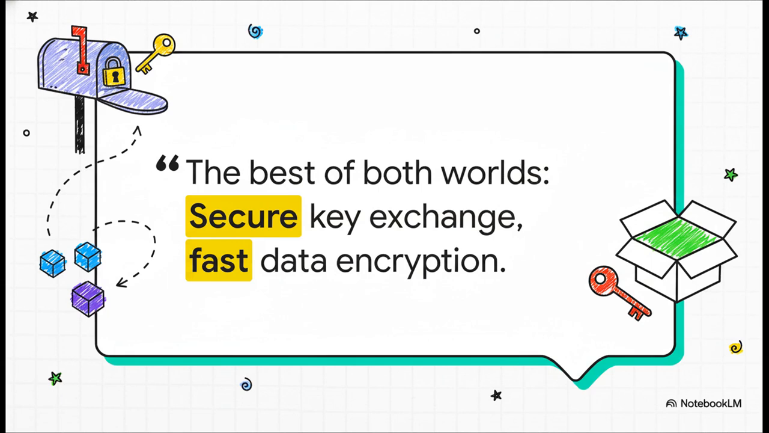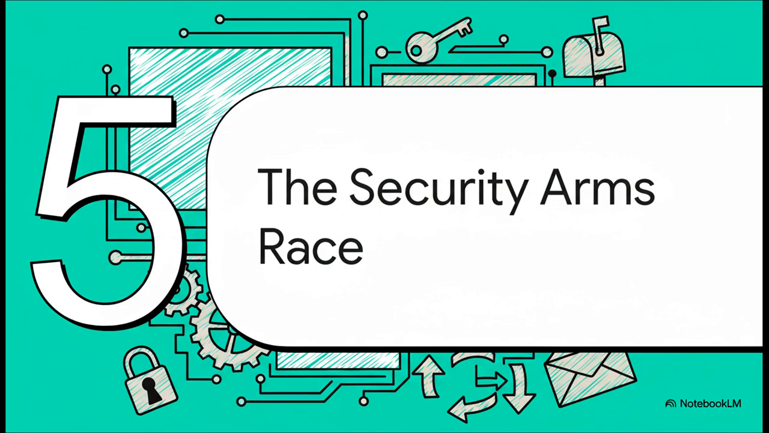You are truly getting the best of both worlds. You get the fortress-like security of asymmetric crypto for that critical key exchange, and you combine it with the blazing speed of symmetric crypto for the rest of the conversation. It's a perfect partnership. So what's stopping an attacker from just breaking the math? What really makes this whole system secure?